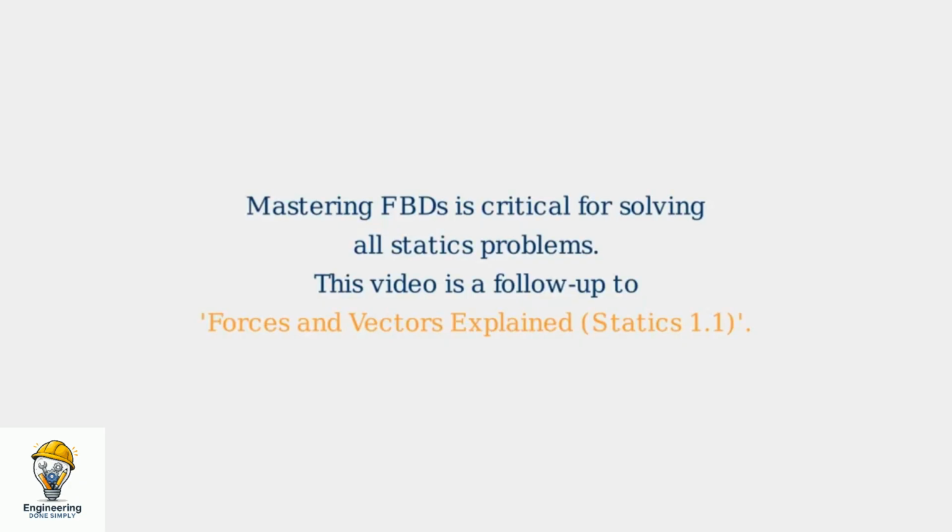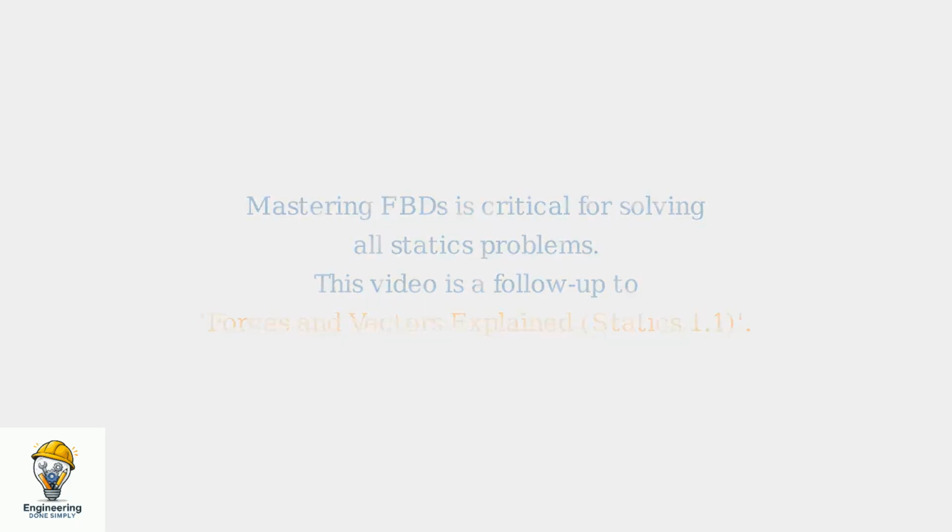This video is a follow-up to Forces and Vectors Explained, Statics 1.1, so ensure you understand basic force concepts before proceeding. To create a free body diagram, first isolate the object from its surroundings. Consider only the object of interest, ignoring everything else that might be connected to it. Represent the isolated object as a point or simple geometric shape, such as a square for a box. This simplifies the analysis while keeping the essential information.